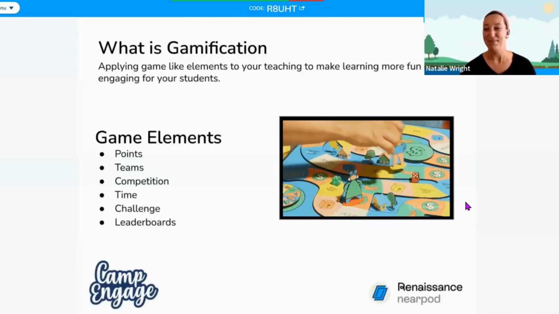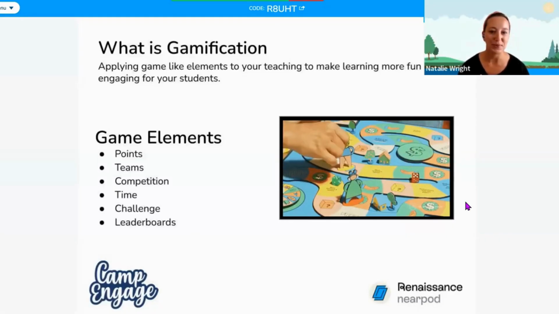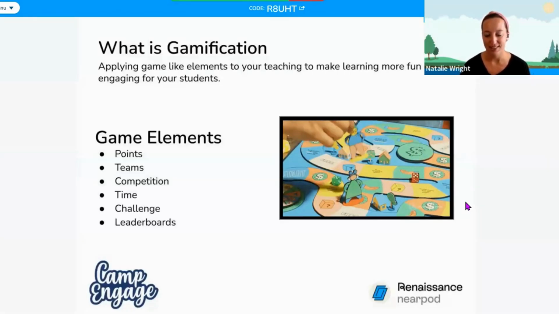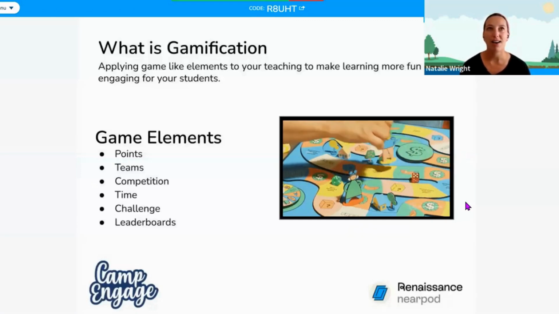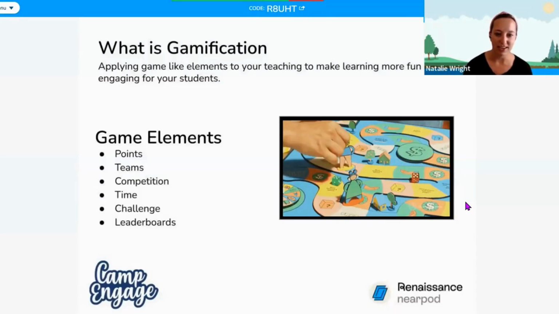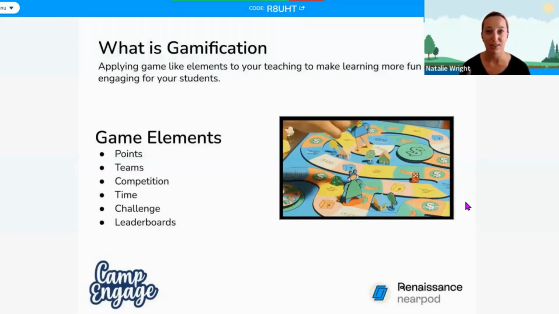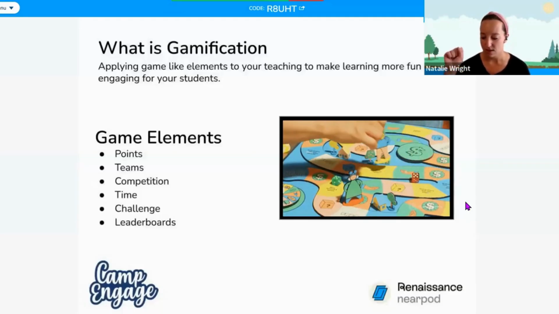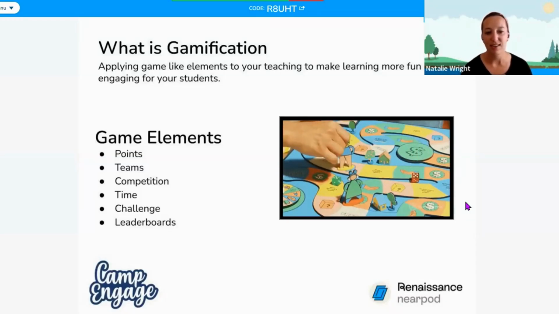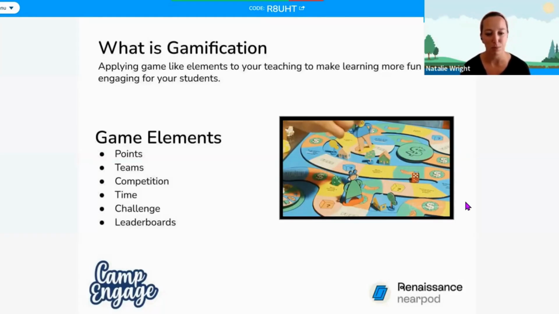Okay, what is gamification? That is applying game-like elements to your teaching to make learning more fun and engaging for your students. I am positive all of you can think of a game you love to play, your favorite game, and then you can think of memories playing those games, whether it's with students, with your own class, your own kids, you have game nights with friends. Normally, when I ask this, they're all like, yes, they have positive memories with playing games.